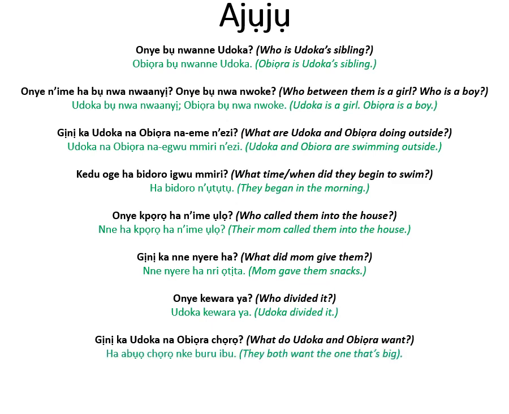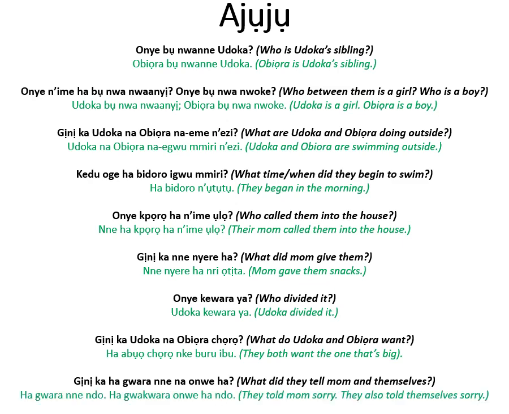Udoka divided it. Gịnị ka Udoka na Obiora chọrọ? What do Udoka and Obiora want? Ha abụọ chọrọ nke buru ibu. They both want the one that's big, or both of them want the big one. And then, gịnị ka ha gwara nne ha na onwe ha? What did they tell mom and themselves? Ha gwara nne ndo. They told mom sorry. Ha gwakwara onwe ha ndo. They also told themselves sorry, or they also told each other sorry.